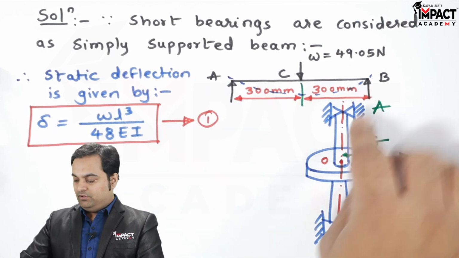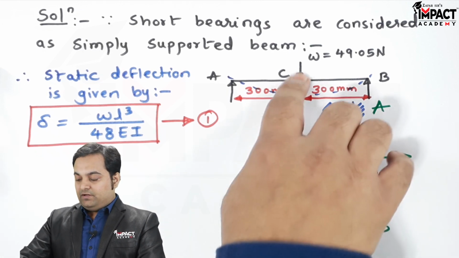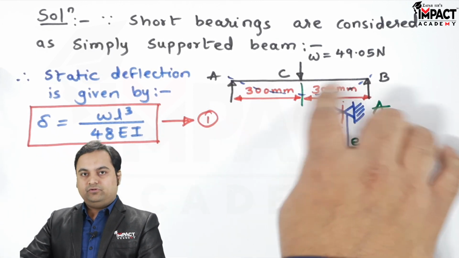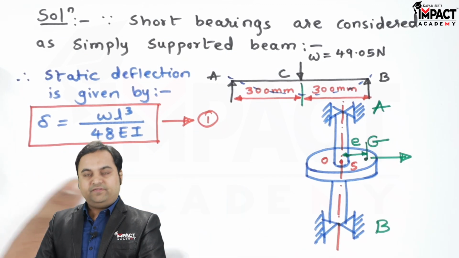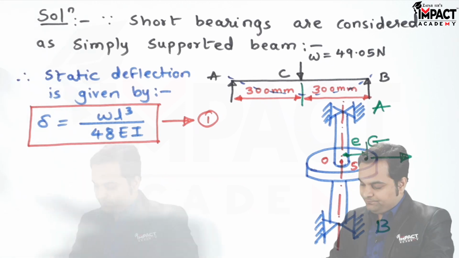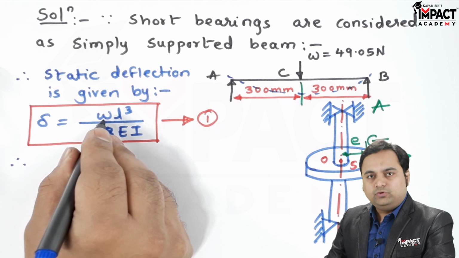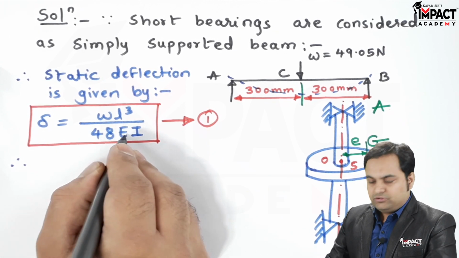So under the action of the load of this disc, the beam is going to get deflected. In other words, this shaft is going to deflect, which is called the static deflection, when the shaft has not started to rotate. Therefore, the weight is known to us, and Young's modulus is also given in the problem.